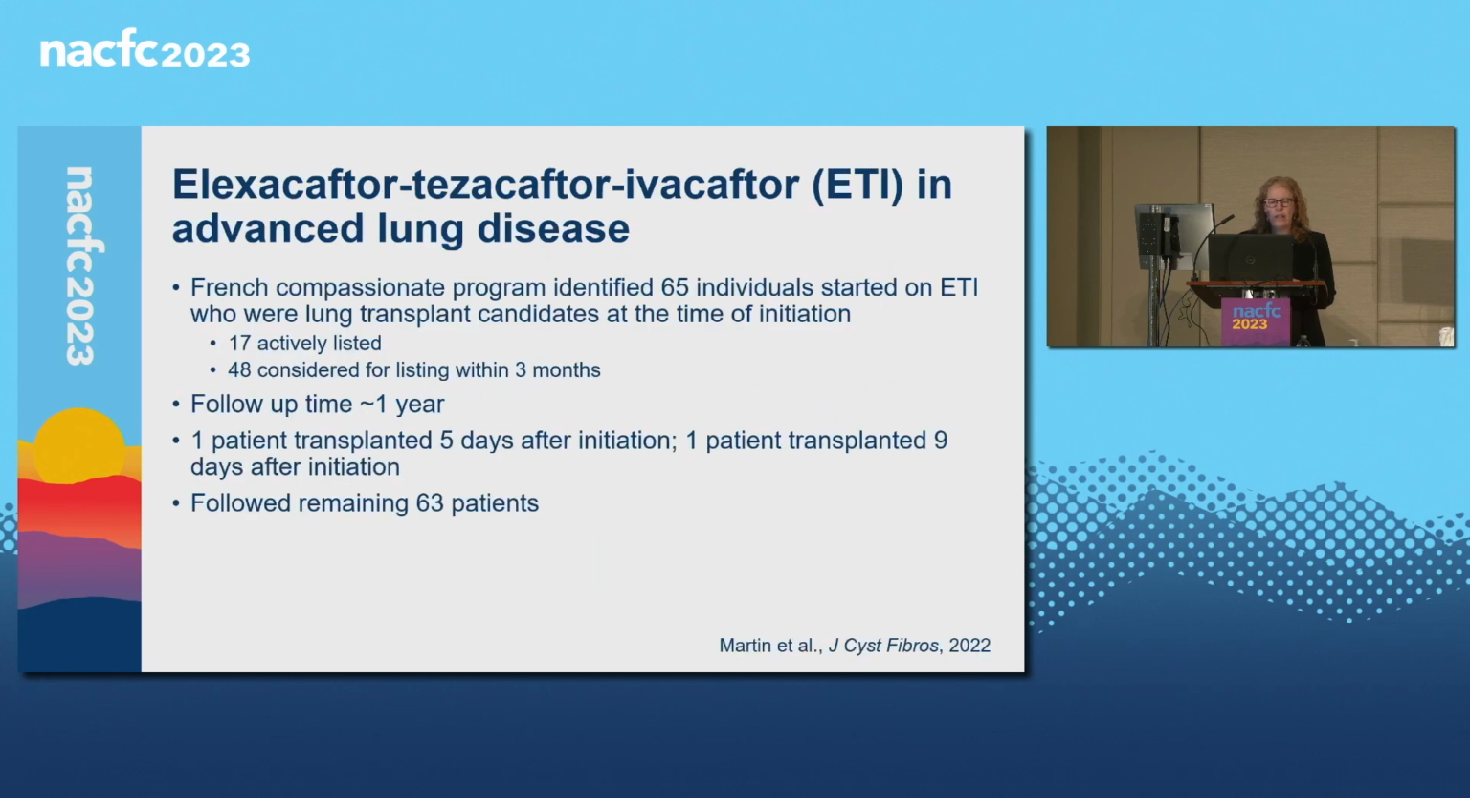So let's look at the impact that ETI has had in the cohort of individuals who have advanced lung disease. This is a paper that was published in JCF in 2022 using the French data. They had a compassionate program identifying 65 individuals who were started on ETI. 17 of these individuals were actively listed for transplant, and 48 were considered for listing within the next 3 months. So they were obviously at high risk for moving on to transplant. And they were followed for up to 1 year.